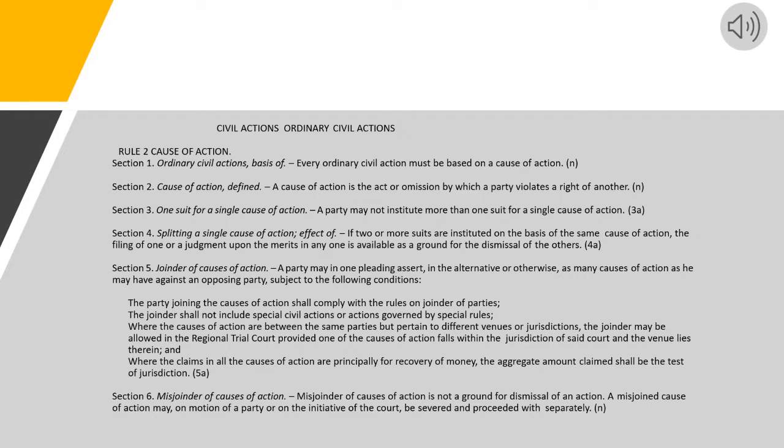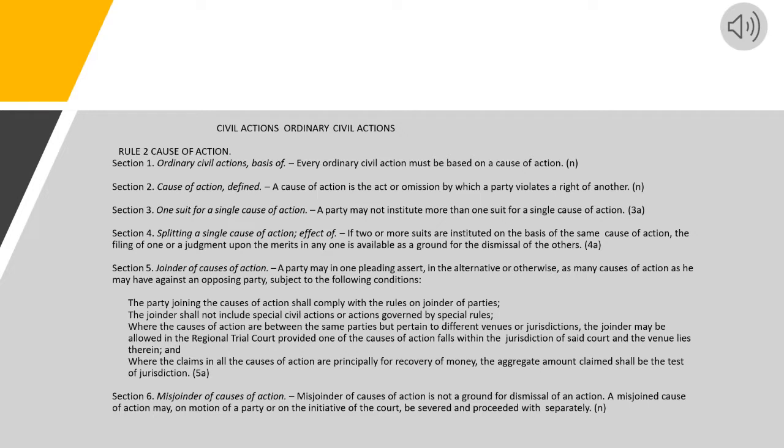Section 5. Joinder of causes of action. A party may in one pleading assert, in the alternative or otherwise, as many causes of action as he may have against an opposing party, subject to the following conditions. The party joining the causes of action shall comply with the rules on joinder of parties. The joinder shall not include special civil actions or actions governed by special rules.